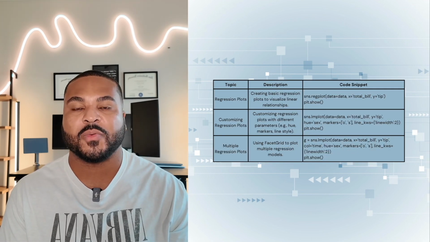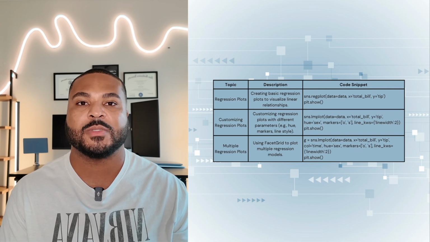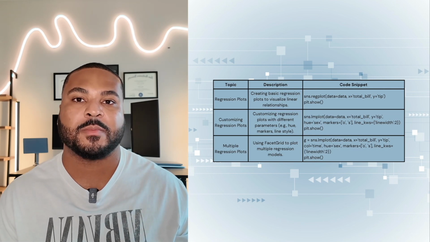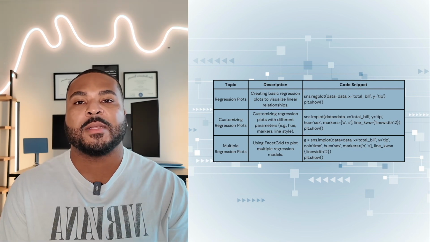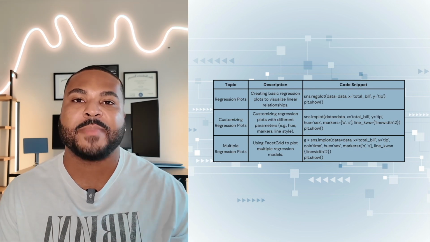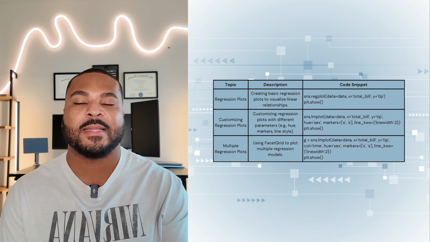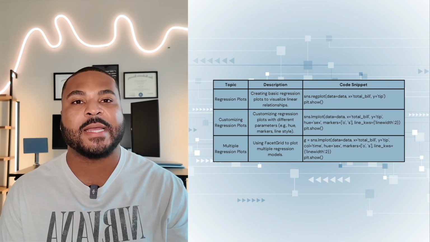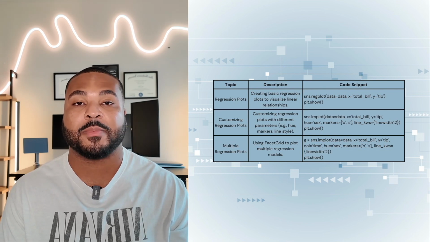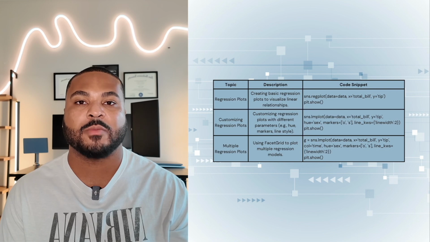Regression plots are useful for visualizing the relationship between two continuous variables and fitting a linear regression model to the data. They help in understanding the trend and correlation between the variables. Let's create a basic regression plot to visualize the relationship between the total bill and the tip. In this example, the regplot function creates a scatter plot with a linear regression line showing the relationship between the total bill and the tip.